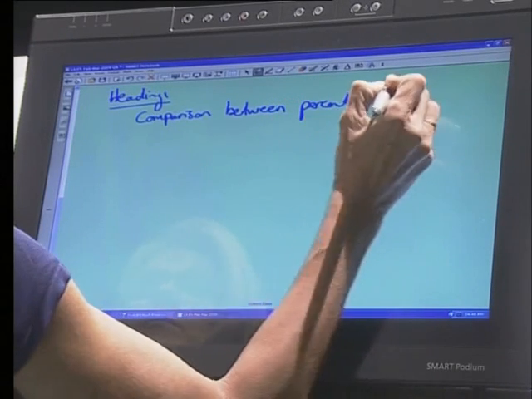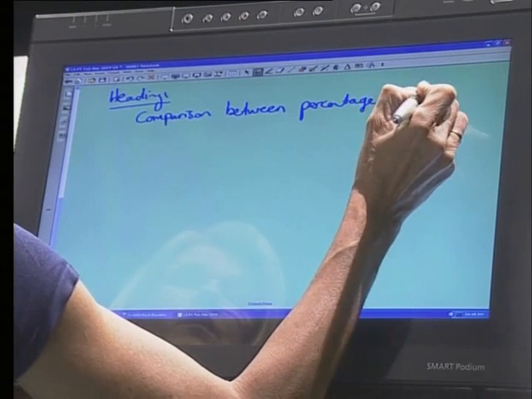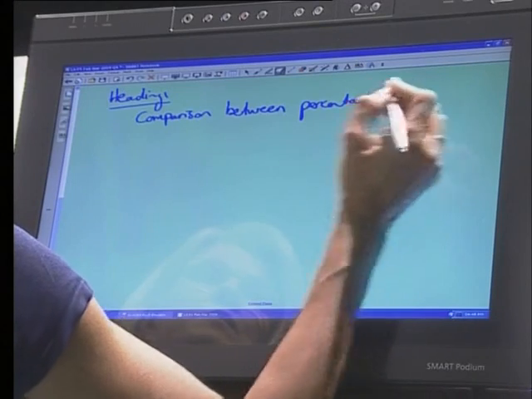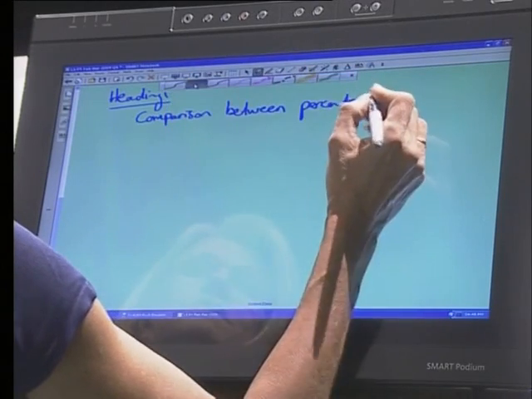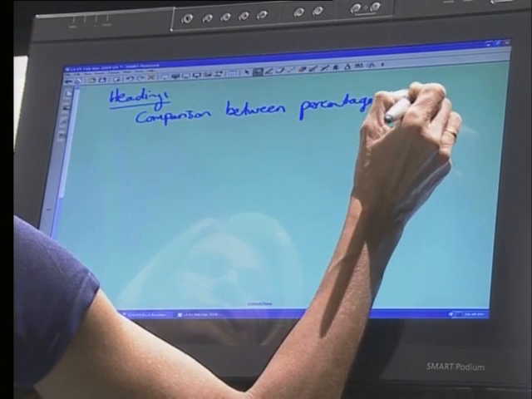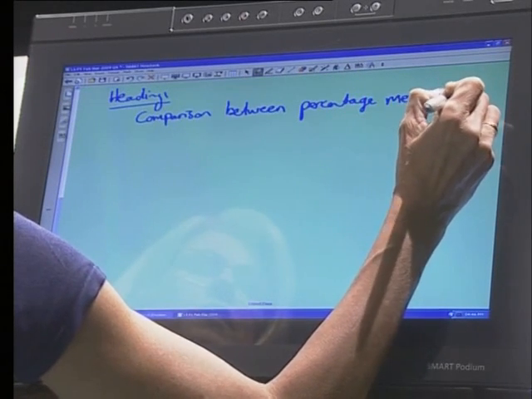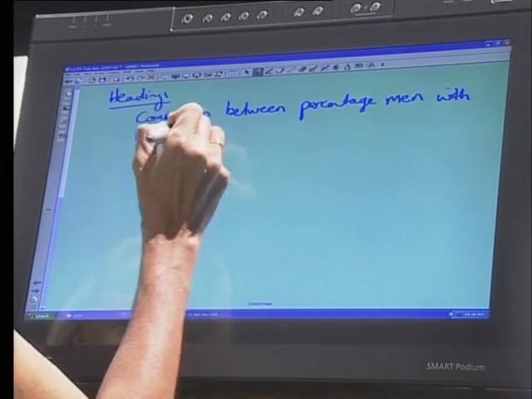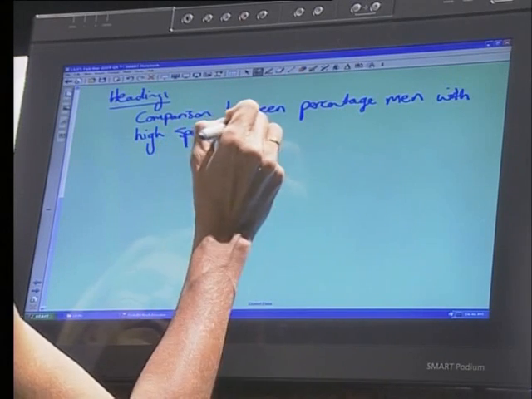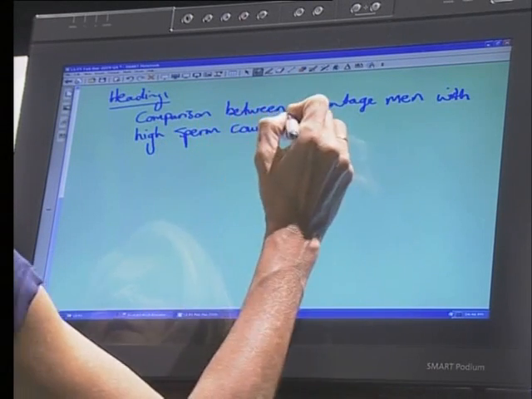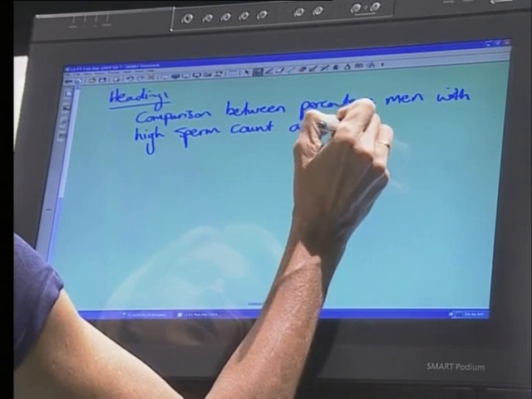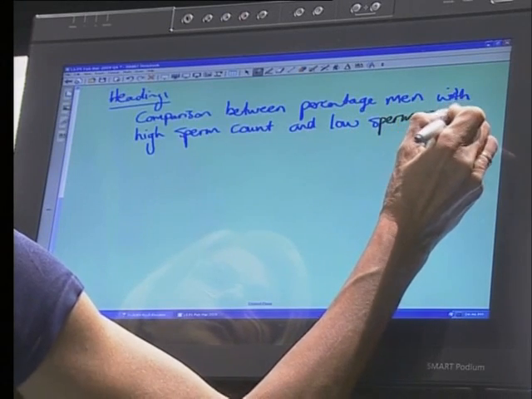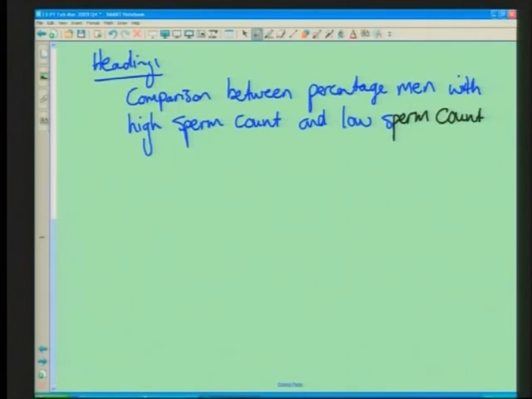percentage of men with high sperm count and low sperm count from. This pen's very difficult to write with, so you're just going to have to bear with me. I sometimes try to write too fast.